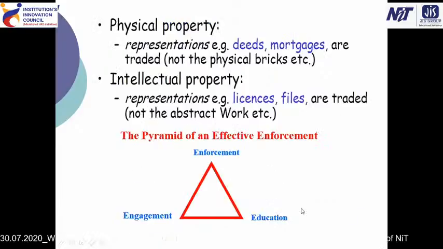The physical property and intellectual property: what is the difference between them? Physical property represents deeds, mortgages, and physical bricks. But intellectual property is the licensing of files traded, and abstract works, etc. It is not visible, but it has a pyramid of engagement, education, and enforcement. So intellectual property is property, but not tangible. It is not related to physical property, but its value is more than physical property.